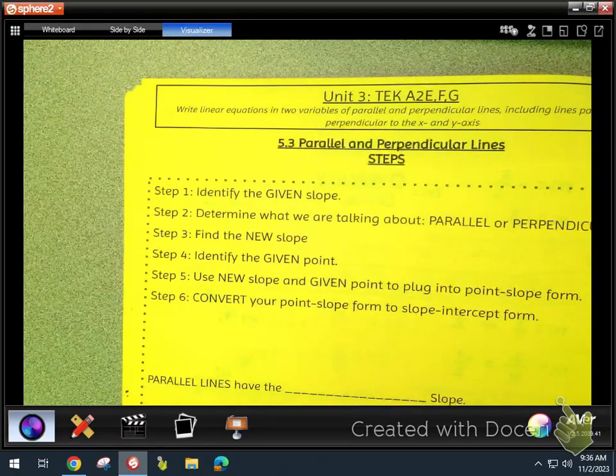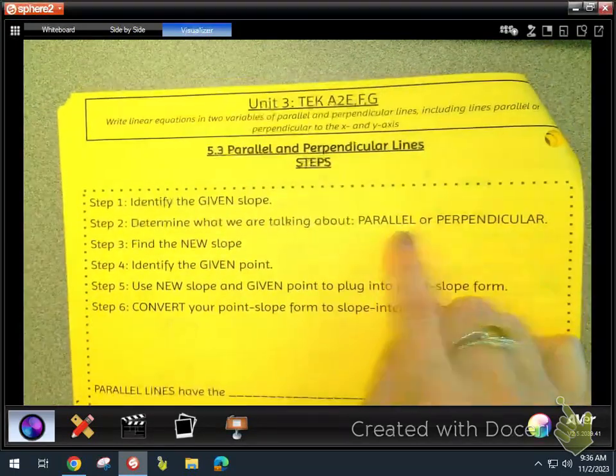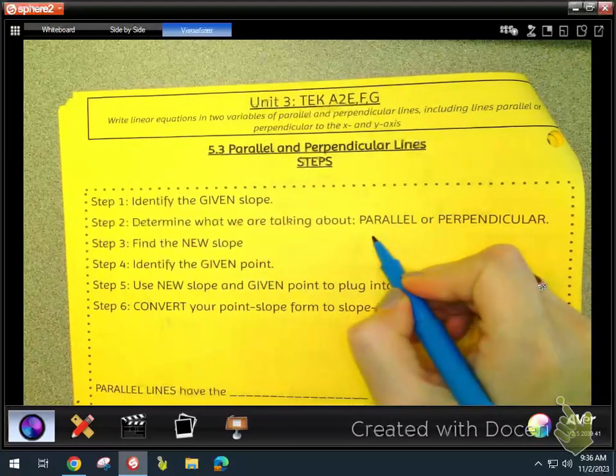So we need to start by figuring out what slope they gave us. They're going to give us an equation of a line that we want to be parallel or perpendicular to. So we have to find that slope. We have to pay attention to which word we're talking about, parallel or perpendicular. Right here on step 2, I want to show you the shorthand for parallel.